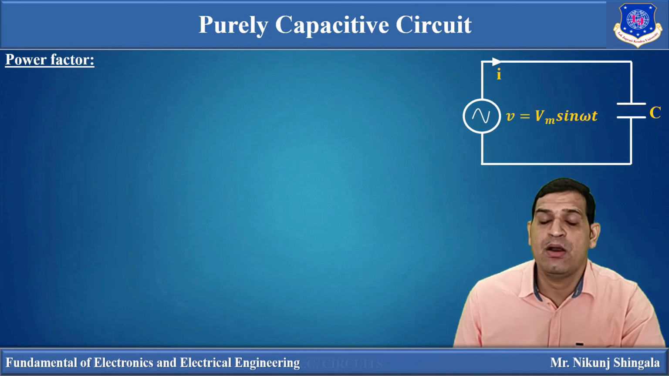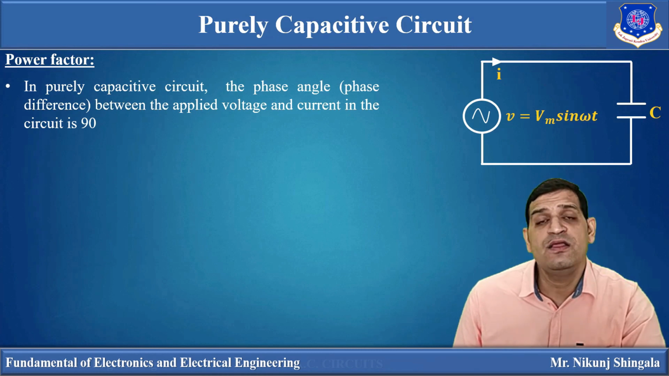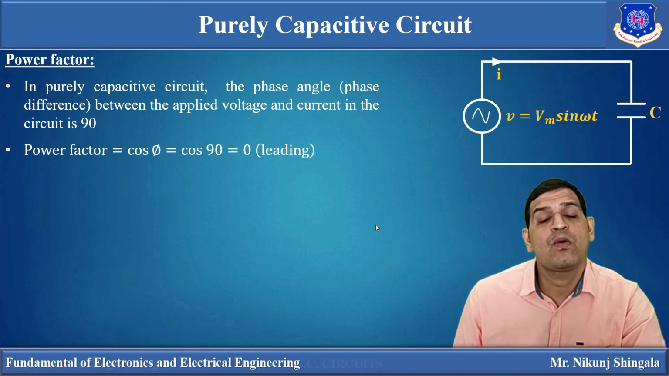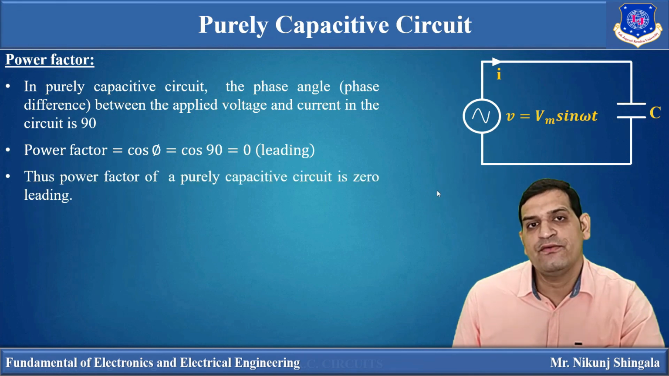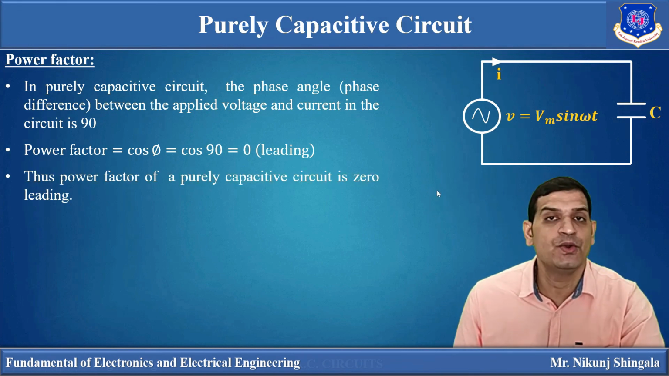Now the final thing is the power factor. What is the phase difference between applied voltage and resulting current in the case of a purely capacitive circuit? Here the phase angle between applied voltage and resulting current is 90. So power factor is given by cos phi, and phi is 90 here. So we can write cos phi is equal to cos 90, and the value of cos 90 is 0. But here you have to write in bracket leading, because current leads the applied voltage in the case of a capacitor. So we get 0 power factor, but it is 0 leading. So the power factor for a purely capacitive circuit is 0 leading.